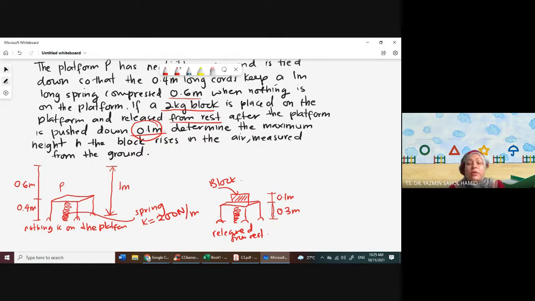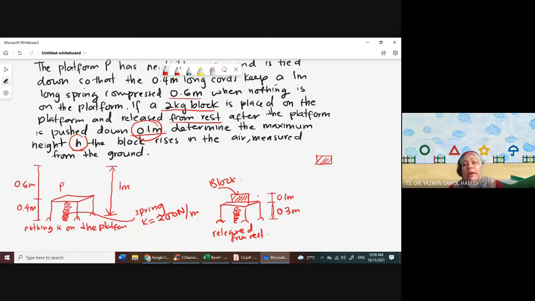Okay. So now after the platform is pushed down 0.1 meter, now determine the maximum height h. So dia nak height h of the block rises in the air. So maksudnya dia lepaskan ni, block tu apa you rasa akan berlaku dekat block tu? What do you think will happen to the block?